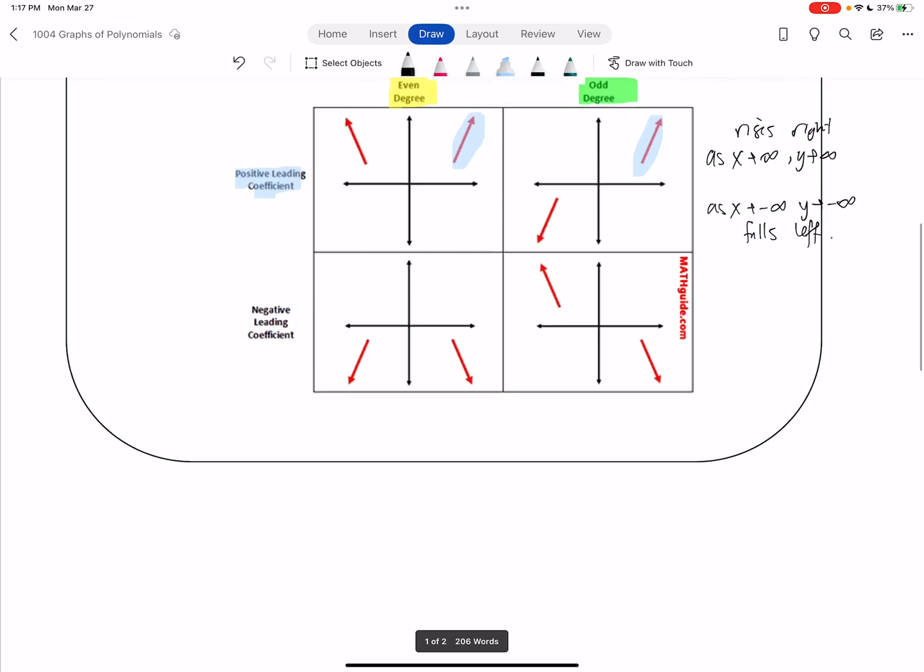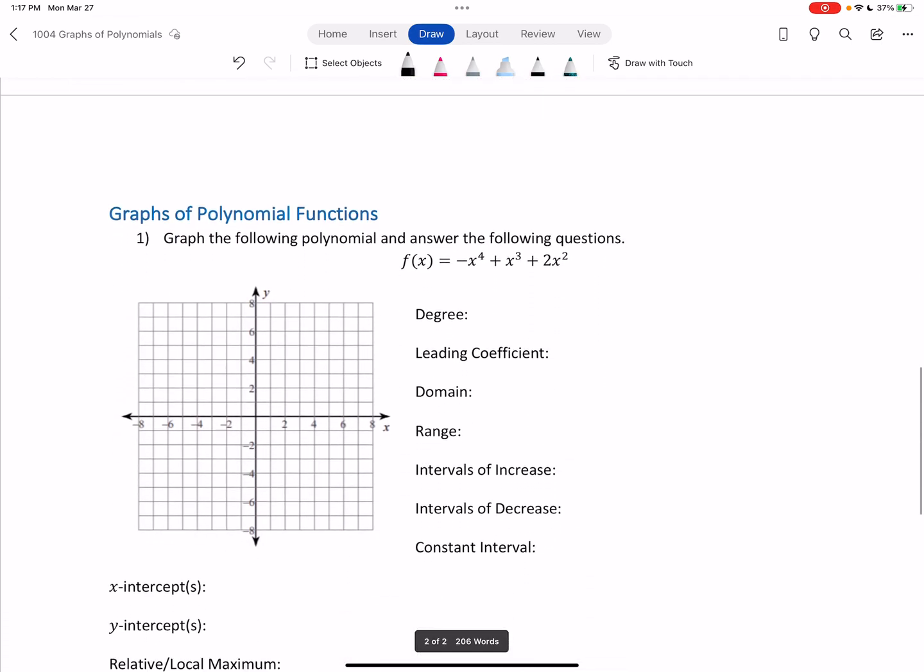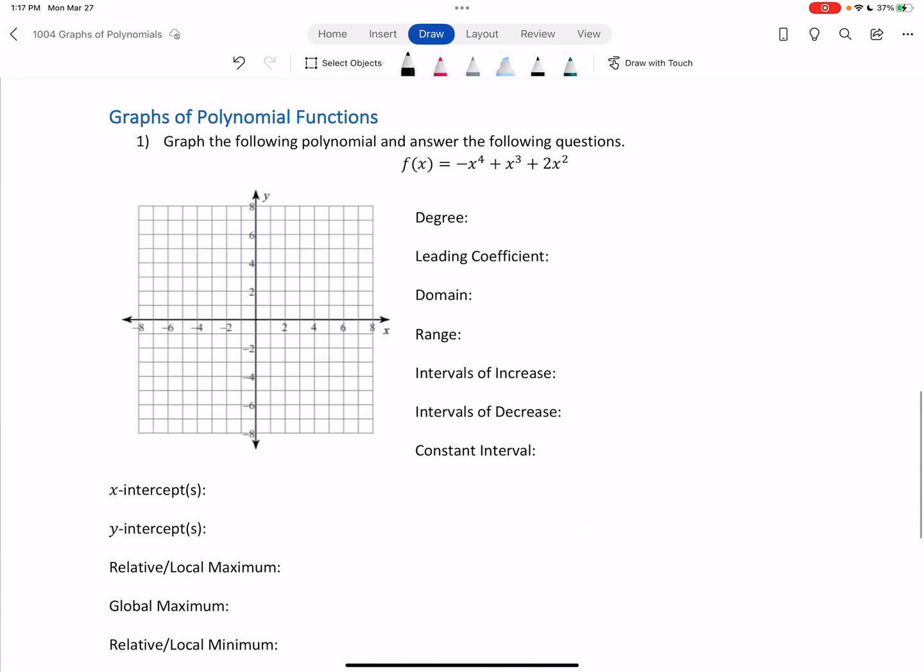So what we want to do is use all those properties and answer questions about a polynomial. Here's my polynomial: negative x to the fourth plus x cubed plus 2x squared. We're going to start with some basic questions. What's the degree? The degree is the highest exponent, so degree 4. The leading coefficient: in this case the leading term is negative x to the fourth, so the leading coefficient is negative 1.